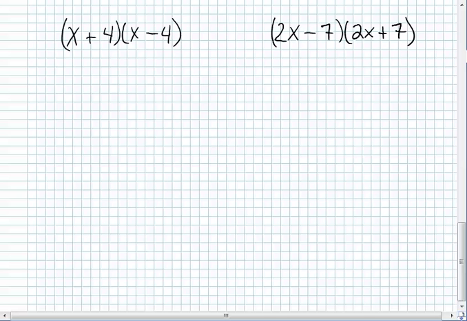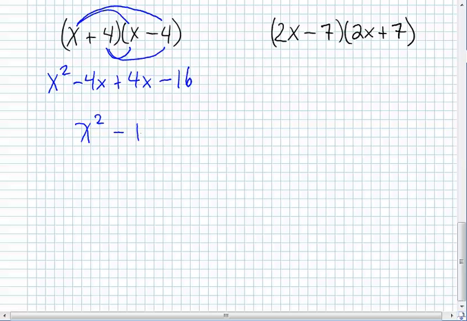All right, that was a fast 3 seconds, wasn't it? Here we go. x times x is x squared. x times negative 4 is negative 4x. 4 times x is positive 4x. I see where this is going. And then 4 times negative 4 is negative 16. Negative 4x plus 4x is 0, so this just remains as x squared minus 16, a difference of squares.